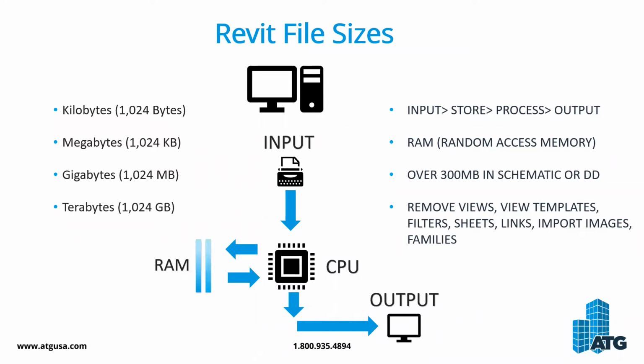And some items we can remove to help us be more efficient in our file sizes are views, some view templates, maybe some filters, sheets, links, or imported images, especially when we're receiving a coordination model, right? We don't need to have all of those elements in our Revit file that they're linking in. We need a very bare-bones Revit file that just has their model that we're using for coordination. We don't need to see any of their views, sheets, filters, links, or images.